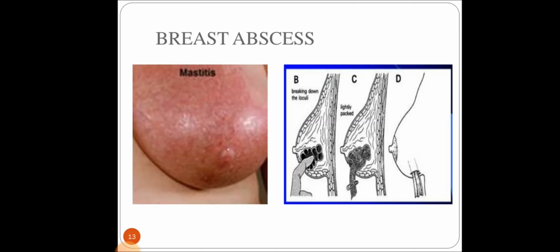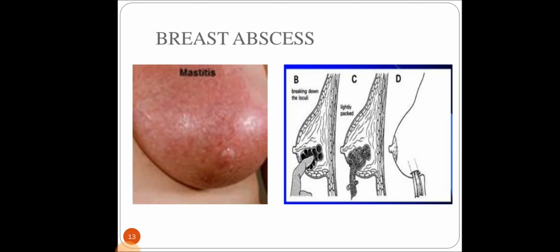In breast abscess, the clinical features we have already discussed: first it will be a stage of cellulitis. In that stage there will be severe throbbing pain in the affected breast. The breast will be red and tense, on palpation it will be tender and warm to touch, and there will be brawny induration also. That is the stage of cellulitis.